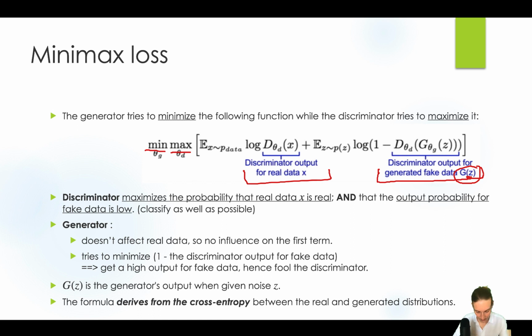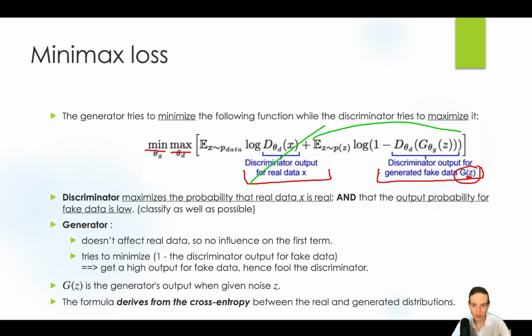Okay. Now the discriminator maximizes the probability that the data X is real and that the output probability for the fake data is low. Okay, so it basically means it classifies as well as possible. In case of the generator, it has nothing to do with real data. So this whole term is not influenced. So we're only looking at the last term here. It's trying to minimize 1 minus the discriminator output for fake data. So basically get a high output for fake data, which means to fool the discriminator.